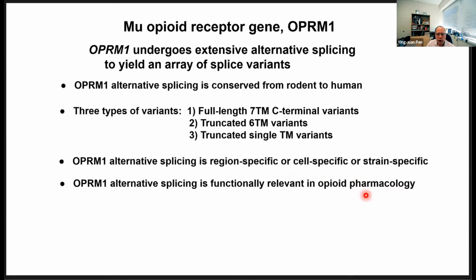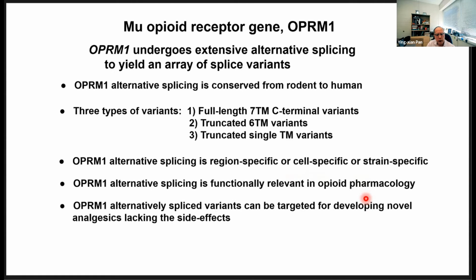Many in vitro and in vivo studies show that alternative splicing of OPRM1 is functionally relevant in opioid pharmacology. But more importantly, the OPRM1 alternative splice variants can be targeted to develop novel analgesics lacking the side effects.